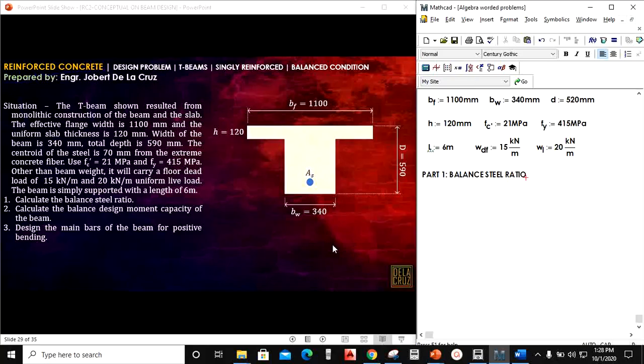Okay, so kailan ba mangyayari na we should consider the beam as T-beam? Okay, so according to the code, if monolithic yung construction, kumbaga sabay yung buhos natin sa ating beam and the slab, pwede tayong gumamit ng beam flange or kumbaga pwede tayong gumamit ng tulong sa ating slab. Okay? Kasi pag monolithic yung pouring ng ating concrete, pwedeng mag-isa. Parang naging composite yung action nila. Okay? Kaya magkakaroon tayo ng flange dito sa itaas.